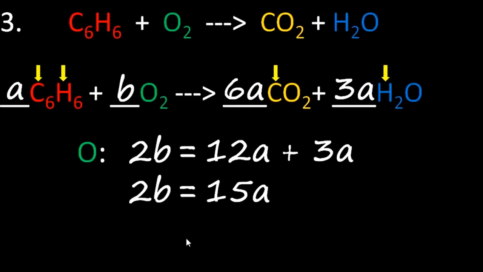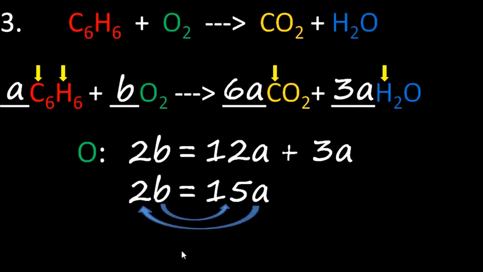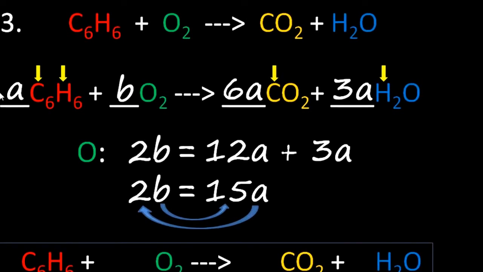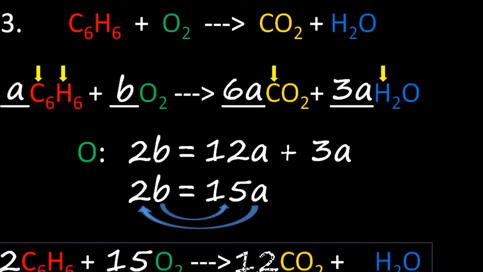Yes, it is. From this equation, we have B is equal to 15 and A is equal to 2. In step 4, we substitute the values. A is 2, B is 15, A is 2 times 6, we have 12, 2 times 3, we have 6, and the equation is balanced.